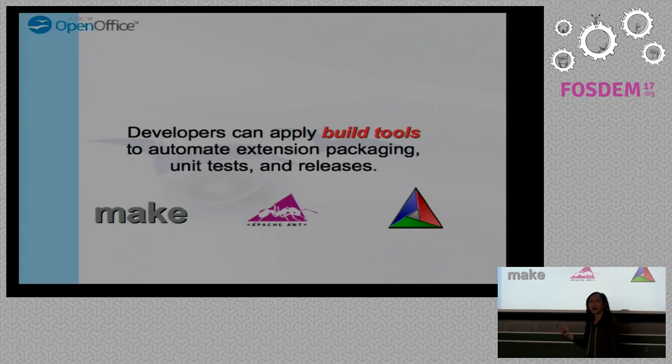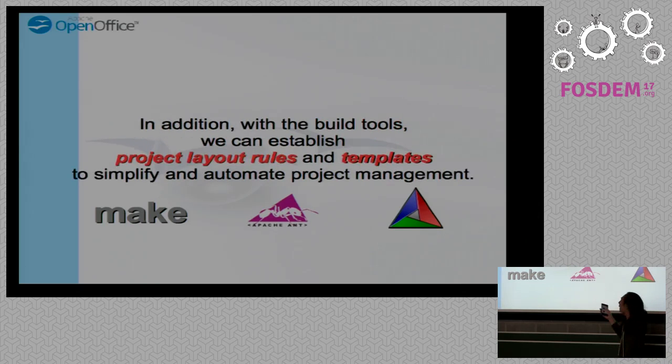Mostly people are building extensions with the basic add-on tools, and that tool is actually great, but it takes time, and if you are really doing very intense development, it sucks. It kills you. So with build tools, I can, for example, use Make or Apache Ant or CMake, and you can automate this process for intense development. And then additionally, we can establish project layout rules or templates to simplify automated project management.